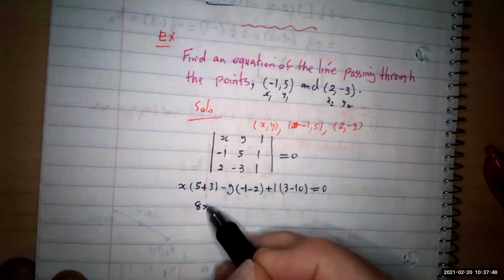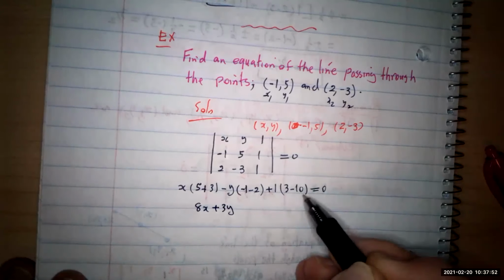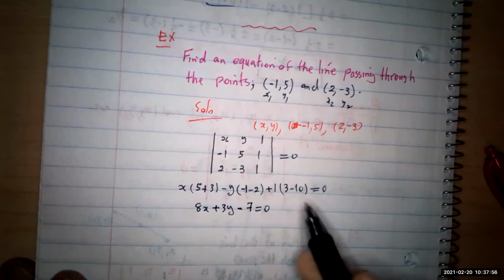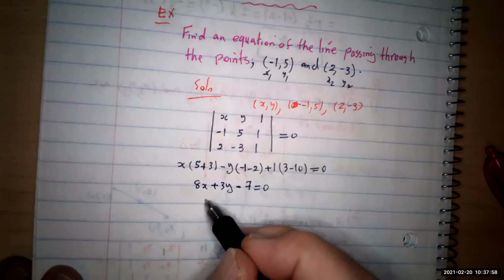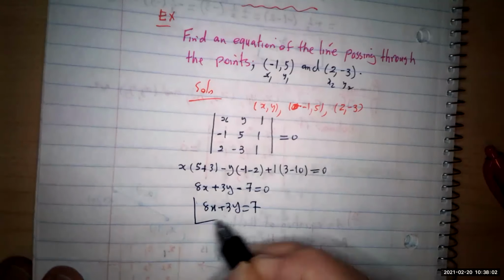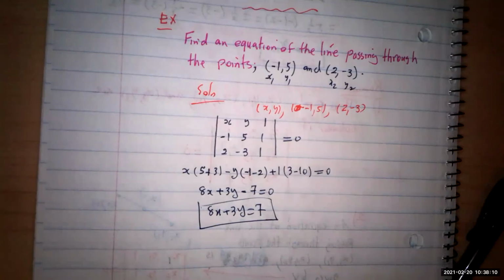So that gives you 8x, that's a -3, +3, and this is going to be -7 equal to the 0. It would be fine, but you can move it to the other side. A standard equation of a straight line. That's it, 2.3. And we are done with chapter 2.